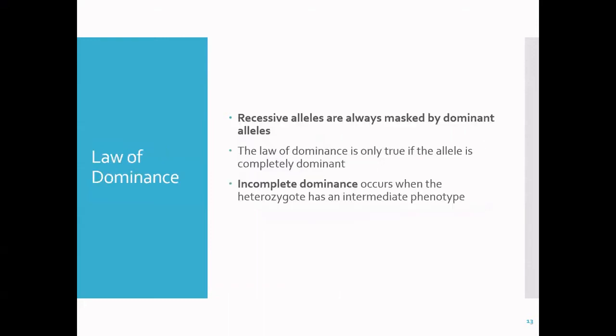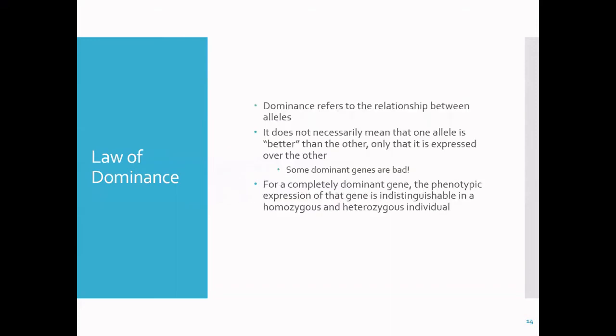The law of dominance says, obviously, that recessive alleles are always masked by dominant. We've said again that this is only true if the alleles are completely dominant. Incomplete dominance occurs when the heterozygote has an intermediate phenotype. Phenotype, of course, being what does it look like?